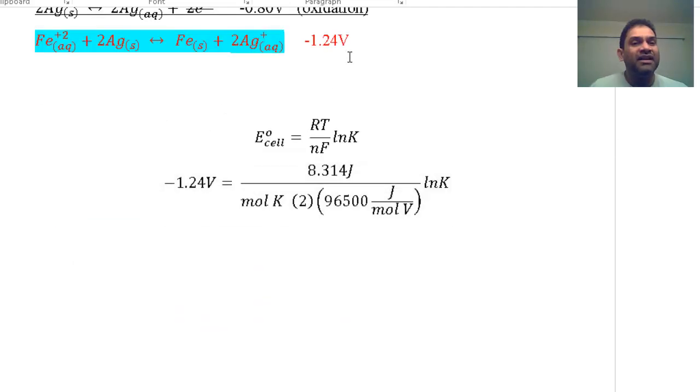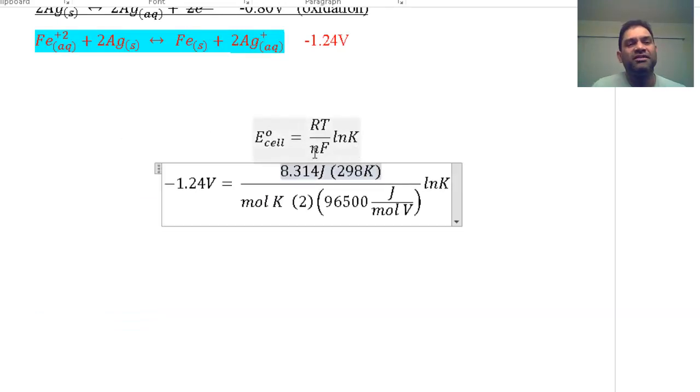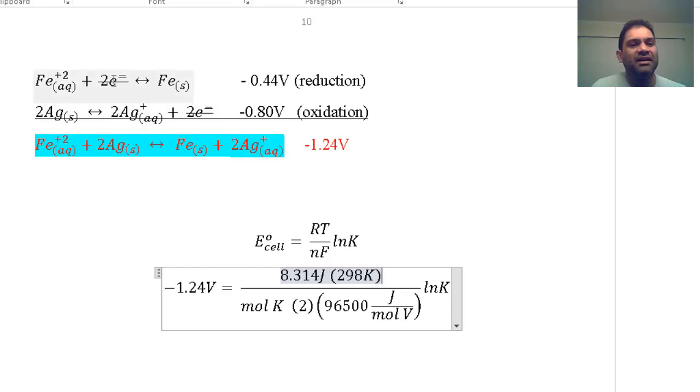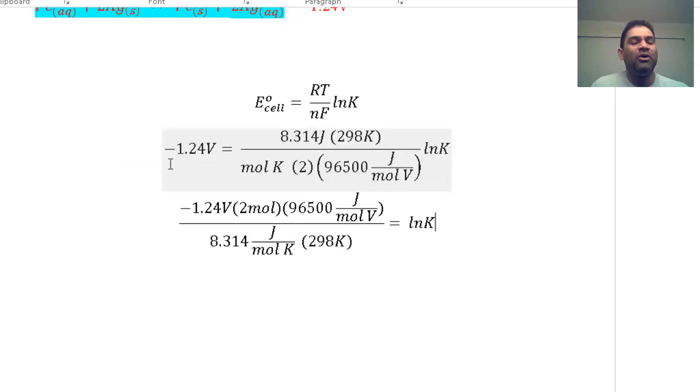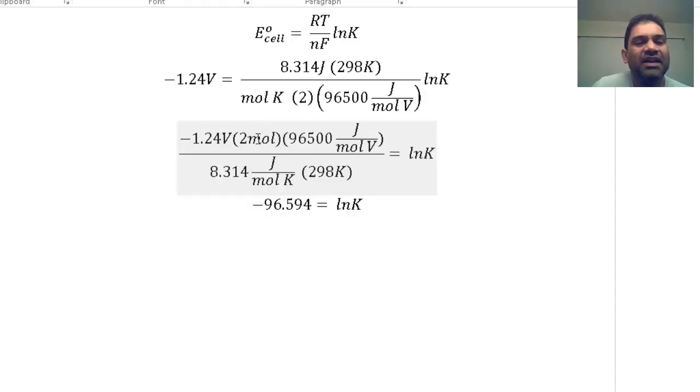Plugging in our minus 1.24 volts in this equation, and it's a 2 electron transfer reaction. That's something I'd like for you to recognize: 2 electrons are being transferred here. So I multiply that minus 1.24 volts by 2 times 96,500. We divide by 8.314 times 298. That gives us natural log of K. Putting all this in our calculator, I'm getting natural log of K equal to minus 96.594.